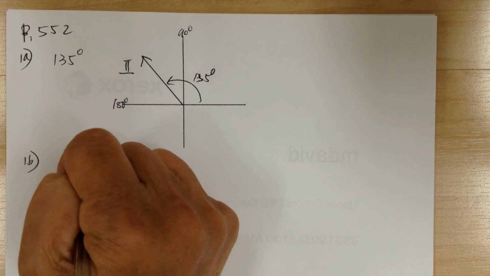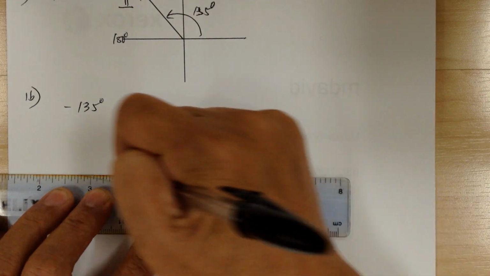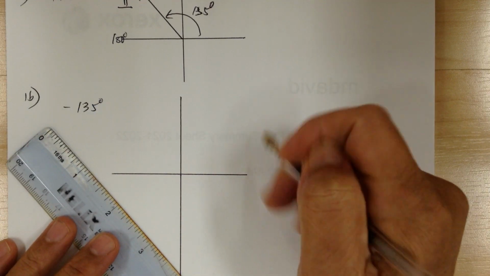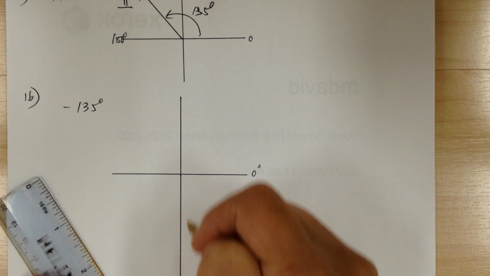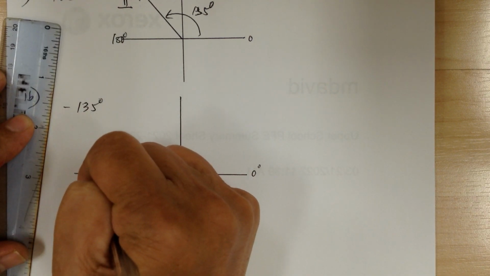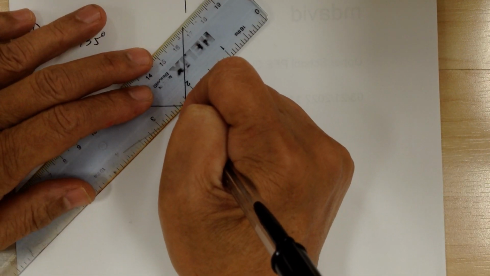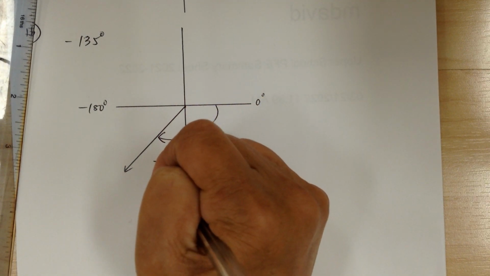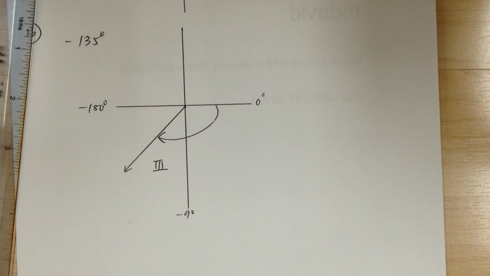Negative 135 degrees. So this is going the opposite direction. From here, here's your 0, so negative 90, and here's your negative 180. So this would be going halfway in between, and it's going this way, so this would be quadrant 3. Let's go to number 3.